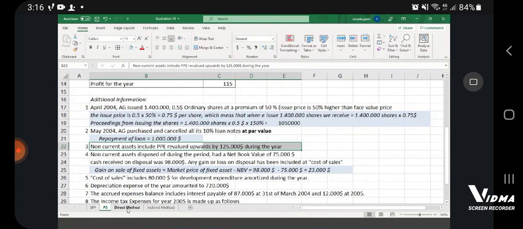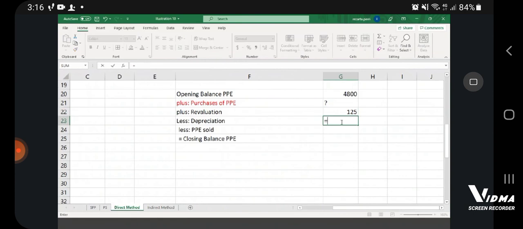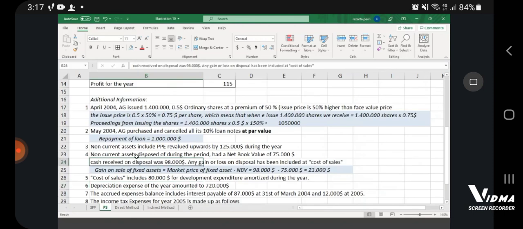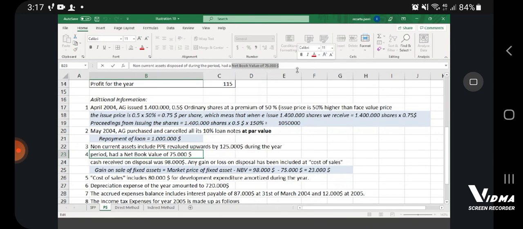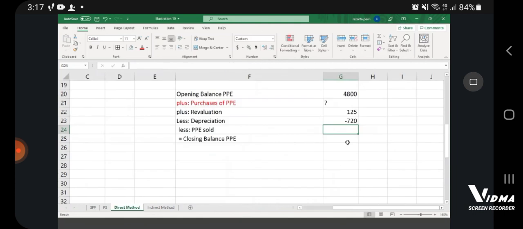So let's continue. Okay, we have the depreciation expenditure, 720. This is the depreciation amount, okay? And this is a decrease, a factor that has caused the decrease in value of the PPEs. Good. How much is the PPE sold? Okay, let's check that piece of information. Oh, we have that there. The non-current assets disposed of during the year had a net book value of 75. This is the value in the accounting books of this piece of property that we sold.